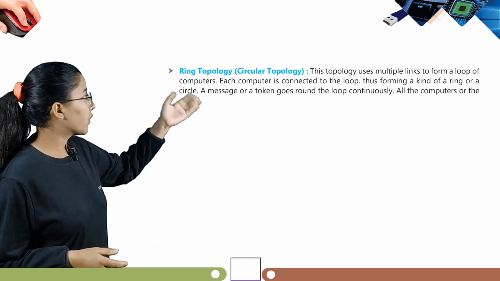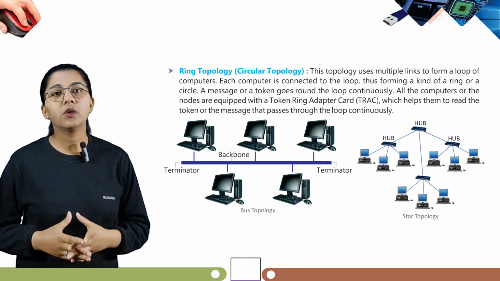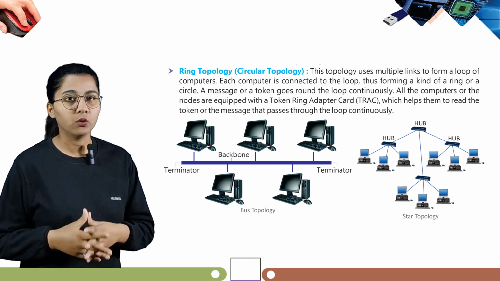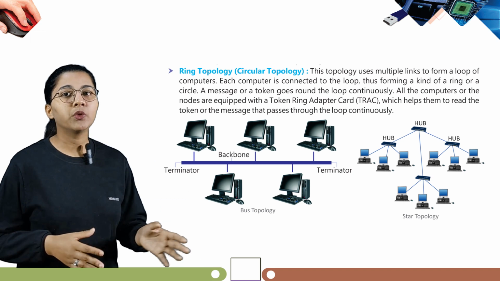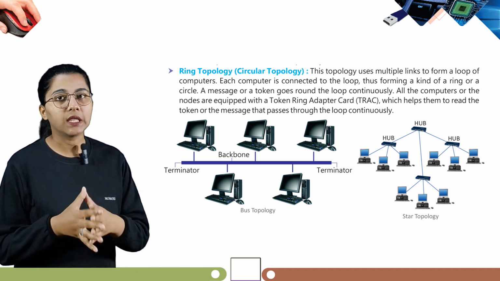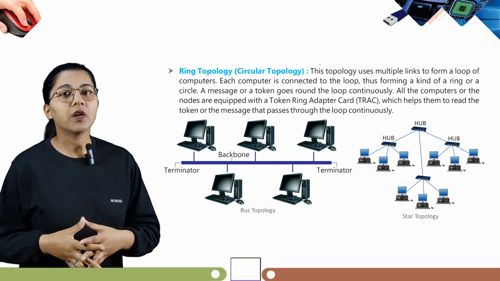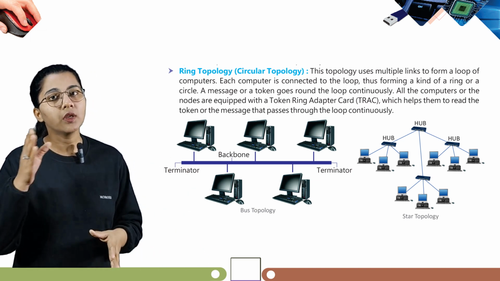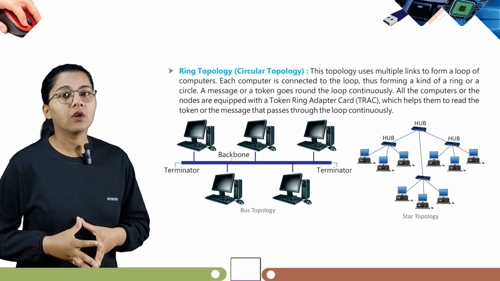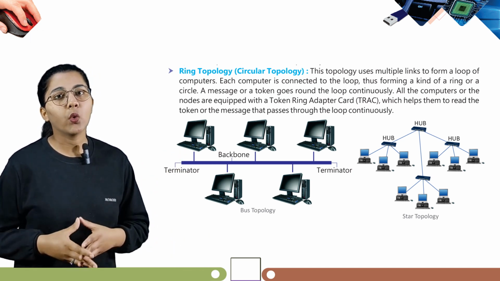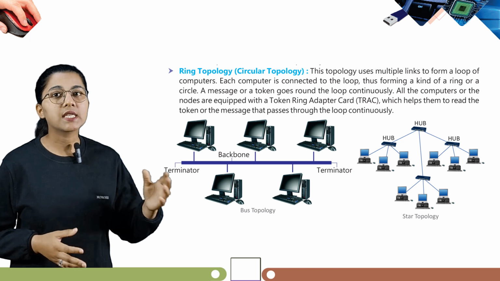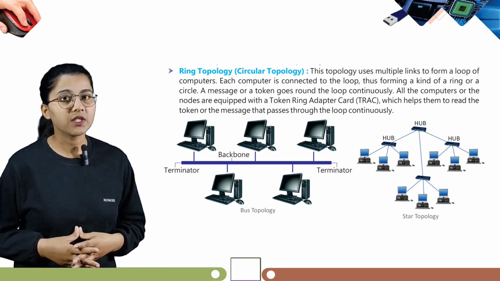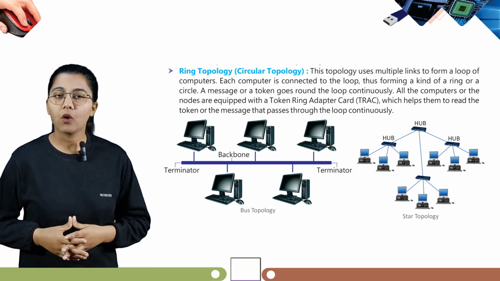Now we have ring topology, that is circular topology. This topology uses multiple links to form a loop of computers. Each computer is connected to the loop, thus forming a kind of ring or a circle. A message or a token goes round the loop continuously. All the computers or the nodes are equipped with a token ring adapter card, that is TRAC, which helps them to read the token of the message that passes through the loop continuously.